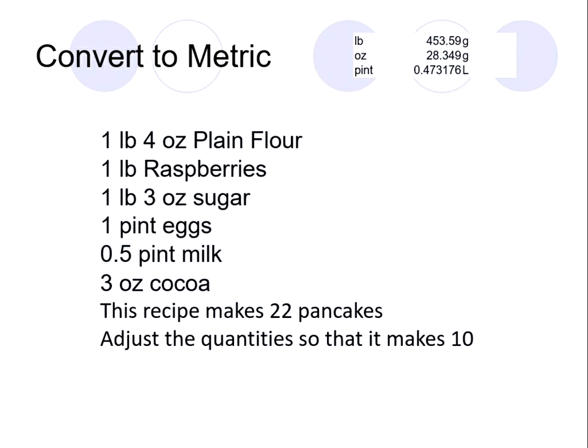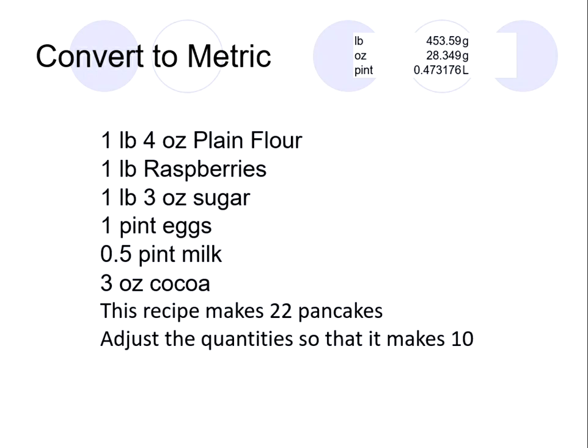For our first item, we have 1 pound 4 ounces of plain flour. So that's pounds and ounces combined. Let's move it over and just have ounces. And we know that there are 16 ounces in every pound. So the 1 pound is actually 16 ounces, plus the 4 ounces brings us up to 20 ounces.